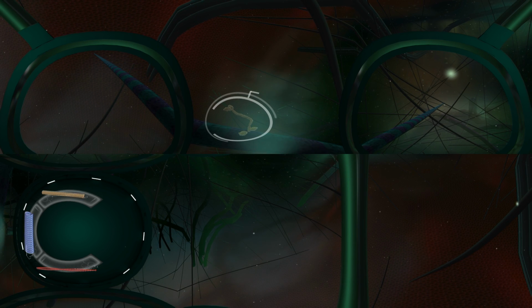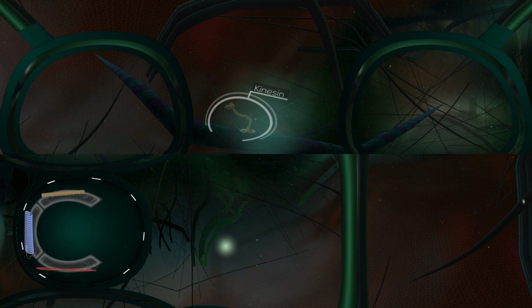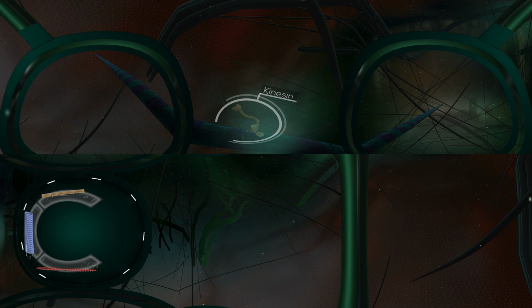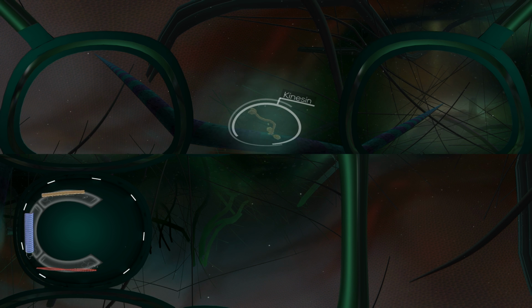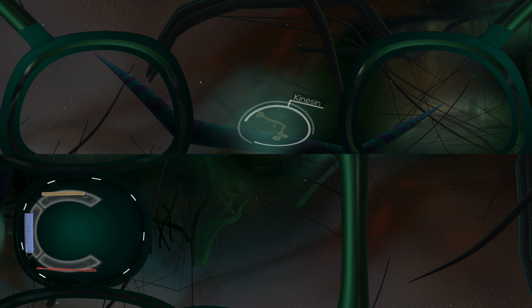A special type of protein, called kinesin, has the ability to walk along microtubules. It latches onto larger structures, like us, and transports them around the cell.